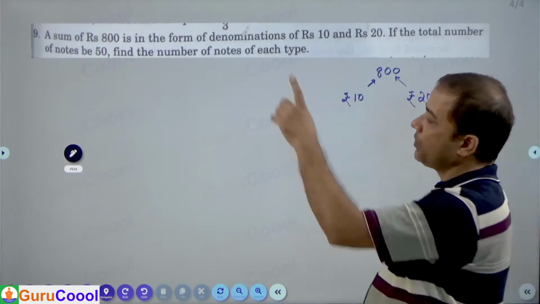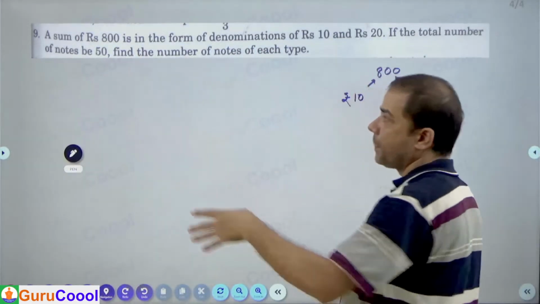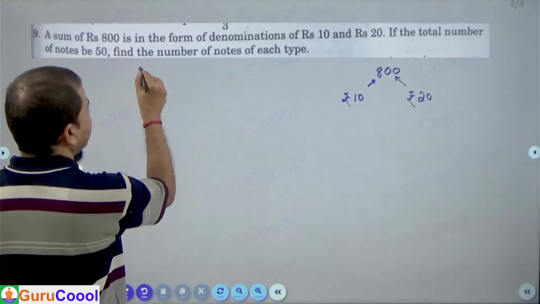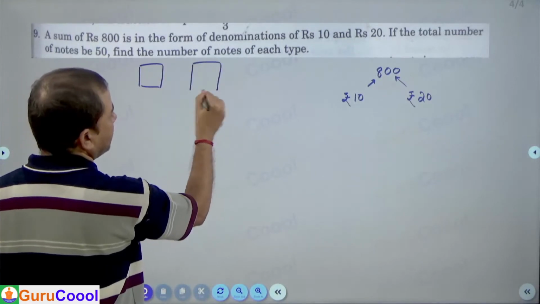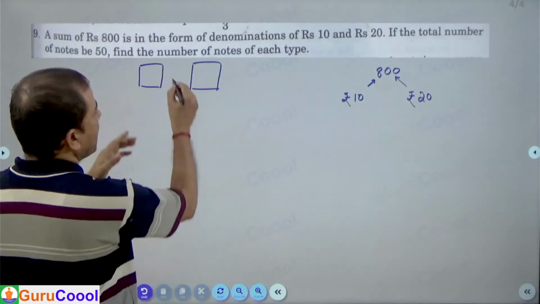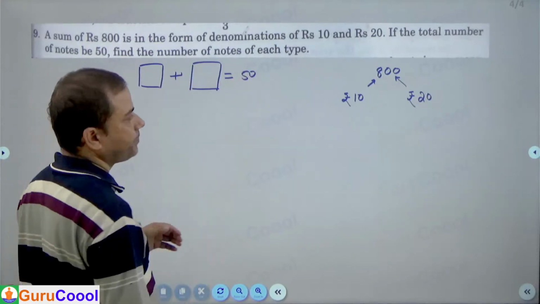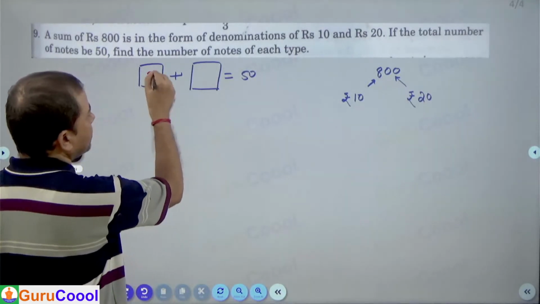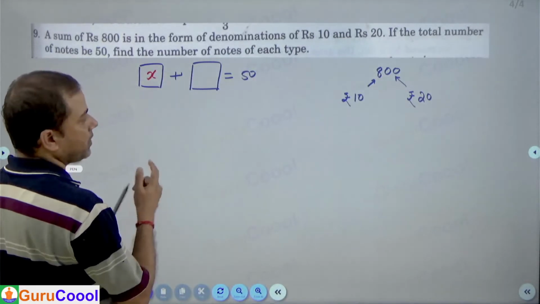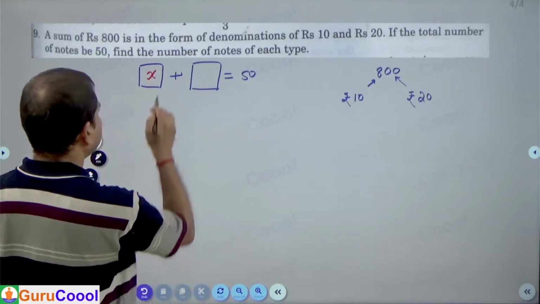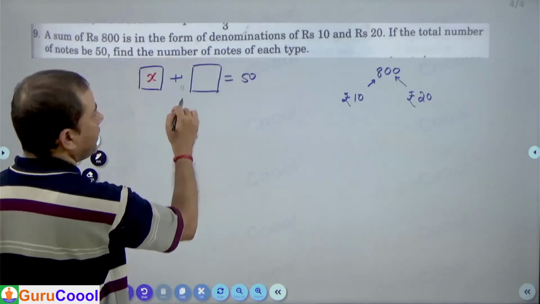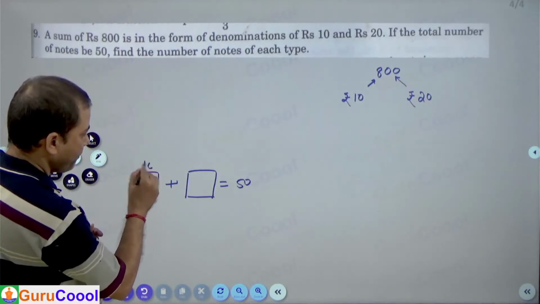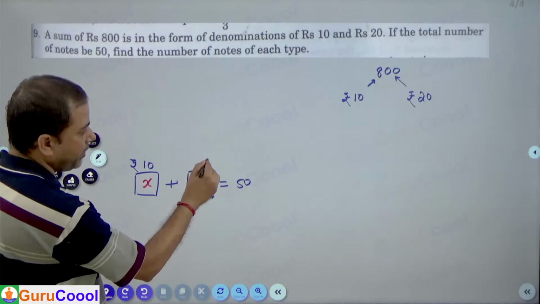Okay, question is telling the total notes are 50. There are 50 notes total. Okay, two types of notes we have. First type note, second type note. 10 rupee notes, 20 rupee notes, and total notes 50, right? So we can do one thing. Let us assume 10 rupee notes to be x. Then how many notes are of 20 rupees? If 10 rupee notes is x, then how many notes are 20 rupees?